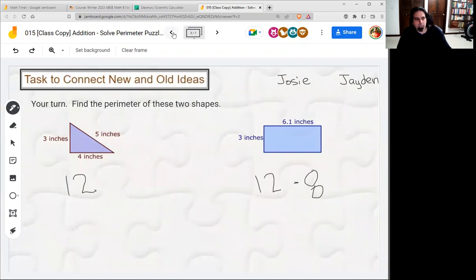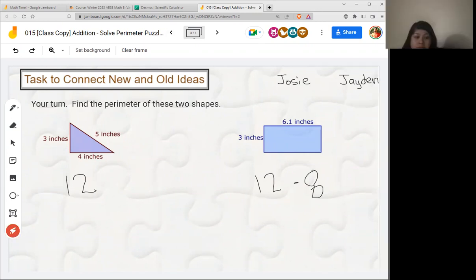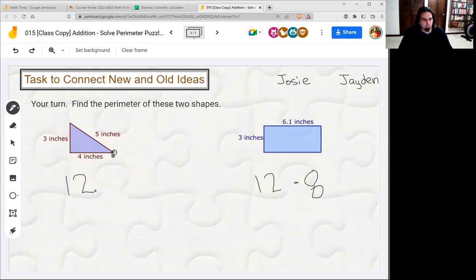Okay, let's talk about things. So Josie and Jaden, how did you get 12? We just added 4, 3, and 5 together. 4, 3, and okay, so I will make a little mark here. You started that way. 4 and 3 is 7, 5 more is 12, and ta-da.